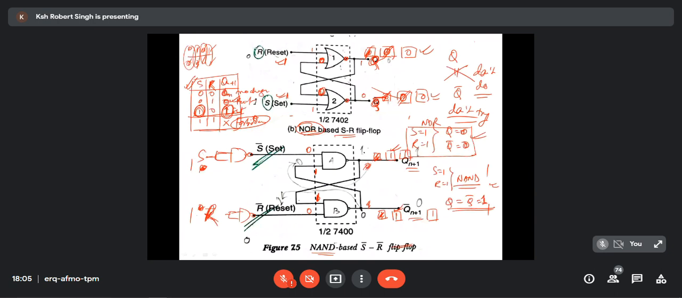Wherever there is S, you have to put QN, this one. If it is S, wherever you are writing S, then you should write this QN or QN plus 1 without bar. And if it is R, then in that place you have to put the opposite, QN bar.